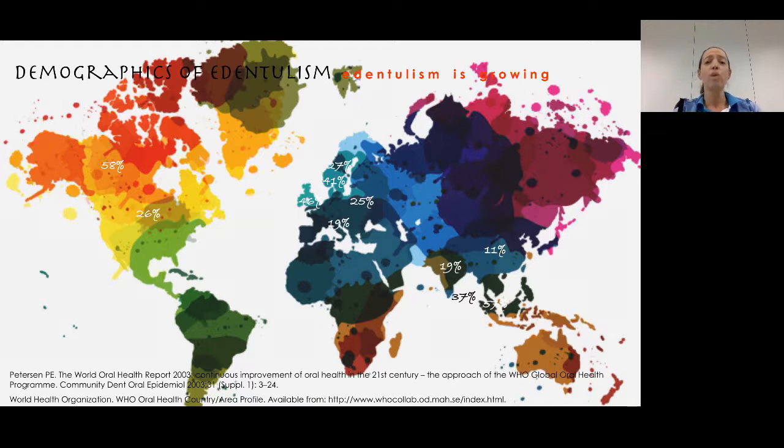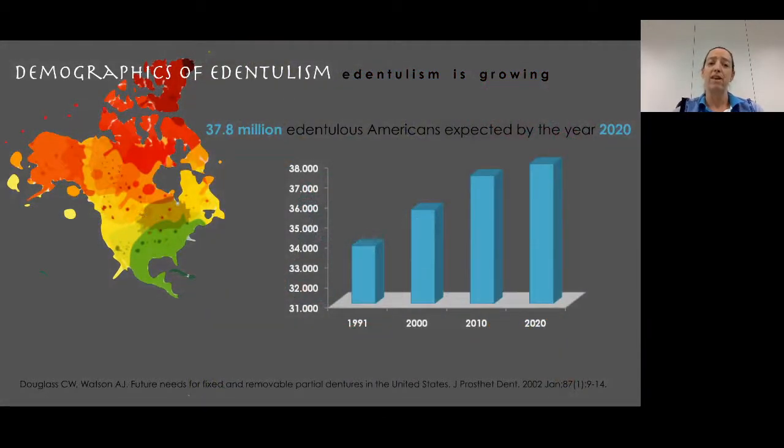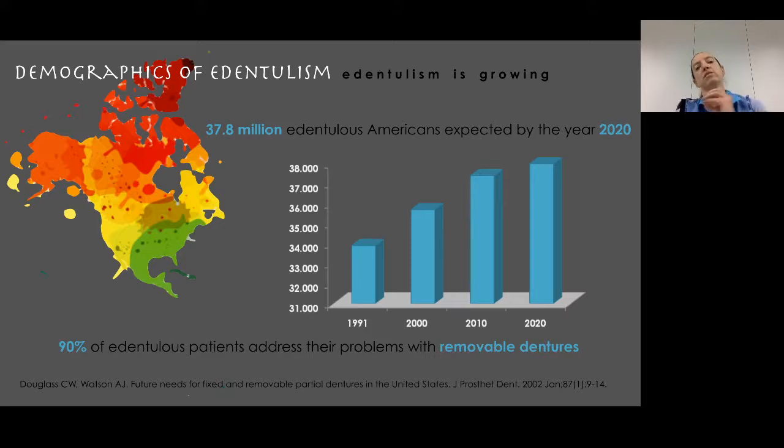When we think about edentulism in America, it's estimated that by next year there will be around 38 million edentulous Americans. And when we talk about what they are rehabilitated with and what they're wearing, we can see that 90% of the edentulous patients address their problems with removable dentures.